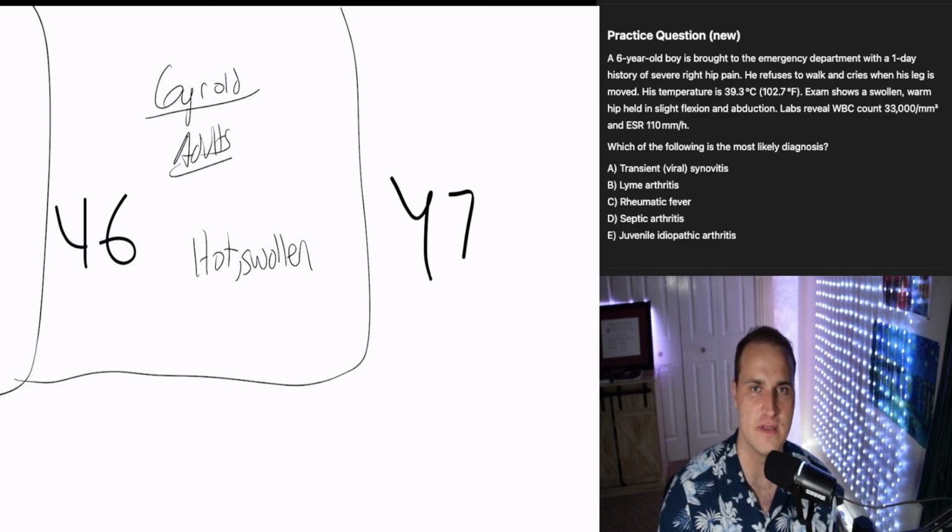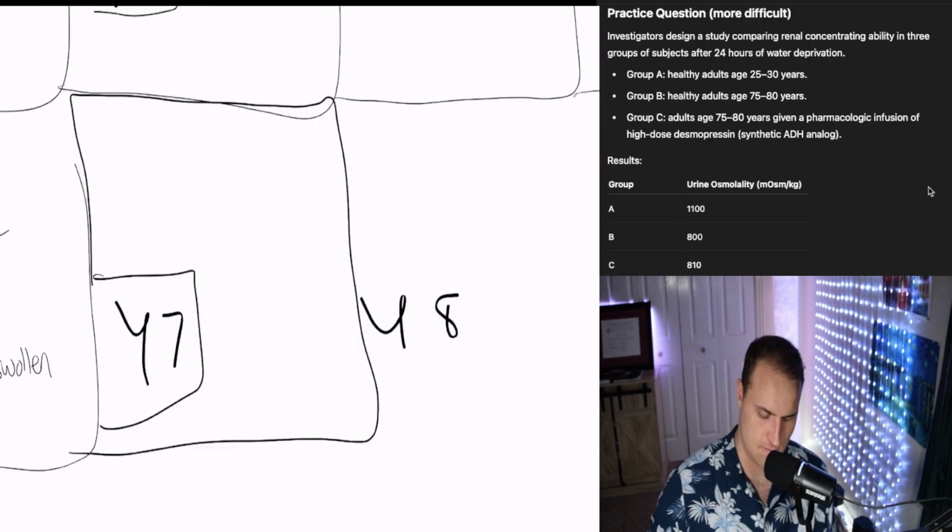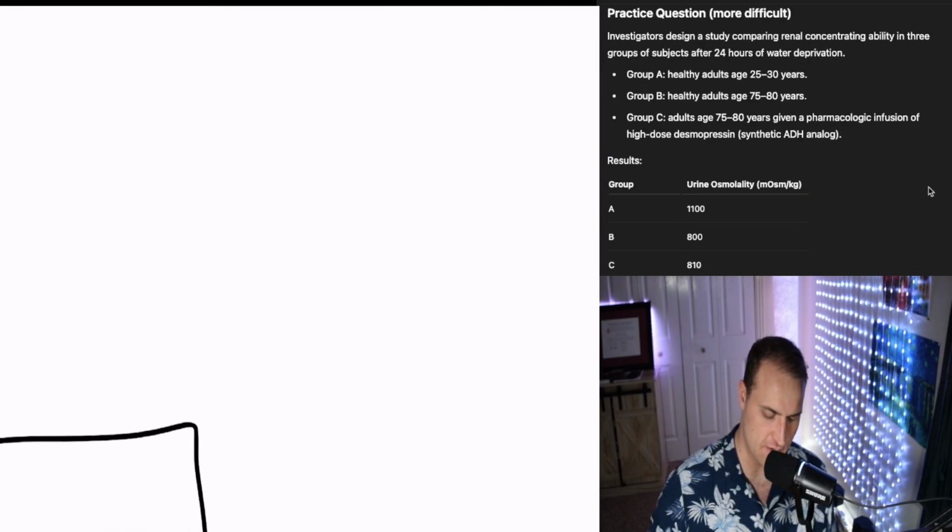And then drainage of the infected joint as well. So gonococcal arthritis is often migratory, and non-gonococcal, like Staph aureus, is going to be more destructive and it's a localized monoarthritis. So look out for those septic signs. Okay, 47. Let's do a difficult practice question.